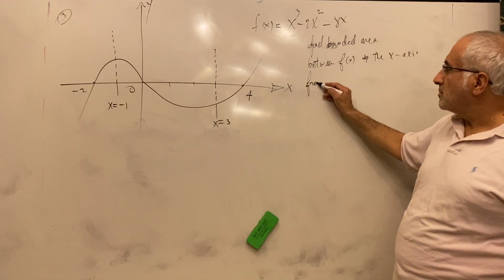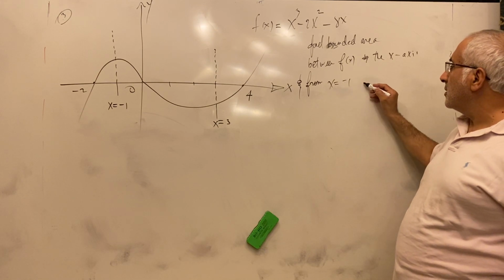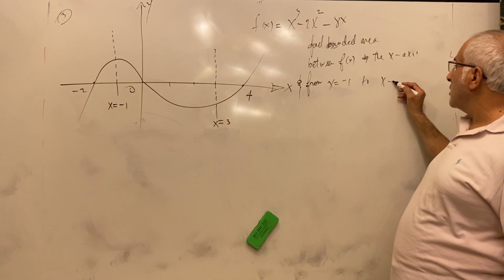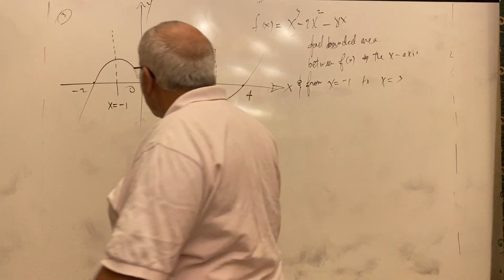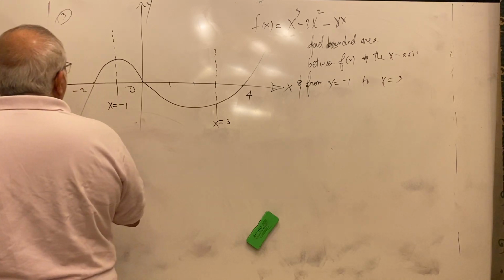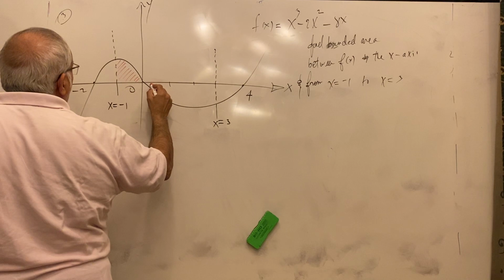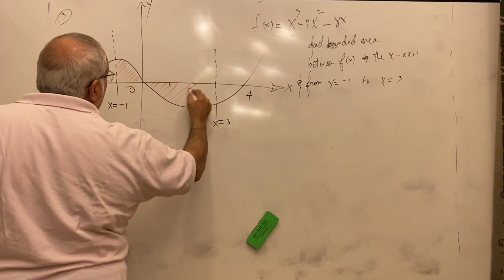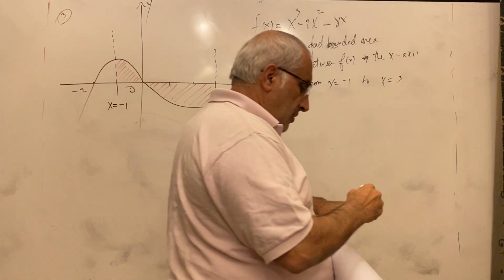From x equals negative 1 to x equals 3. This is the area you're looking for. From x equals negative 1 all the way until x equals 3. So how may I find this area?